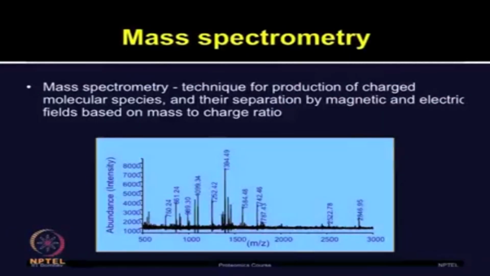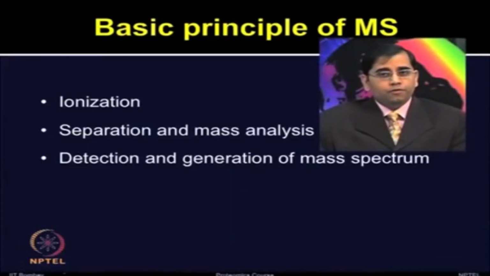It is an analytical technique to measure the molecular mass of individual compounds and atoms accurately by converting them into charged ions. So, by definition, this is a technique for production of charged molecular species in vacuum and their separation by magnetic and electrical fields based on mass to charge ratio. You can see the MS spectrum shown in the slide, m/z and intensity or abundance plotted on the y axis. Now, what is the basic principle of mass spectrometry?